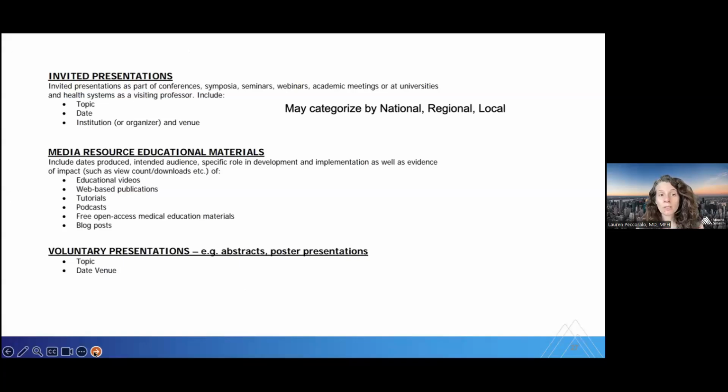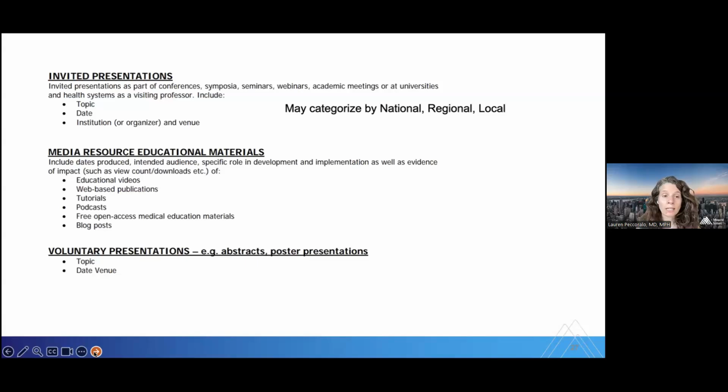So invited presentations are presentations that are parts of conferences, symposia, seminars, webinars, academic meetings, grand rounds, where you are asked. So this doesn't include poster presentations, but it would include if you were invited to give an oral presentation, or invited to give a symposium, or invited to moderate or be on a panel. So sort of a little bit of a differentiation there. And if you have a lot of these presentations, you might want to categorize them by national, regional, and local.